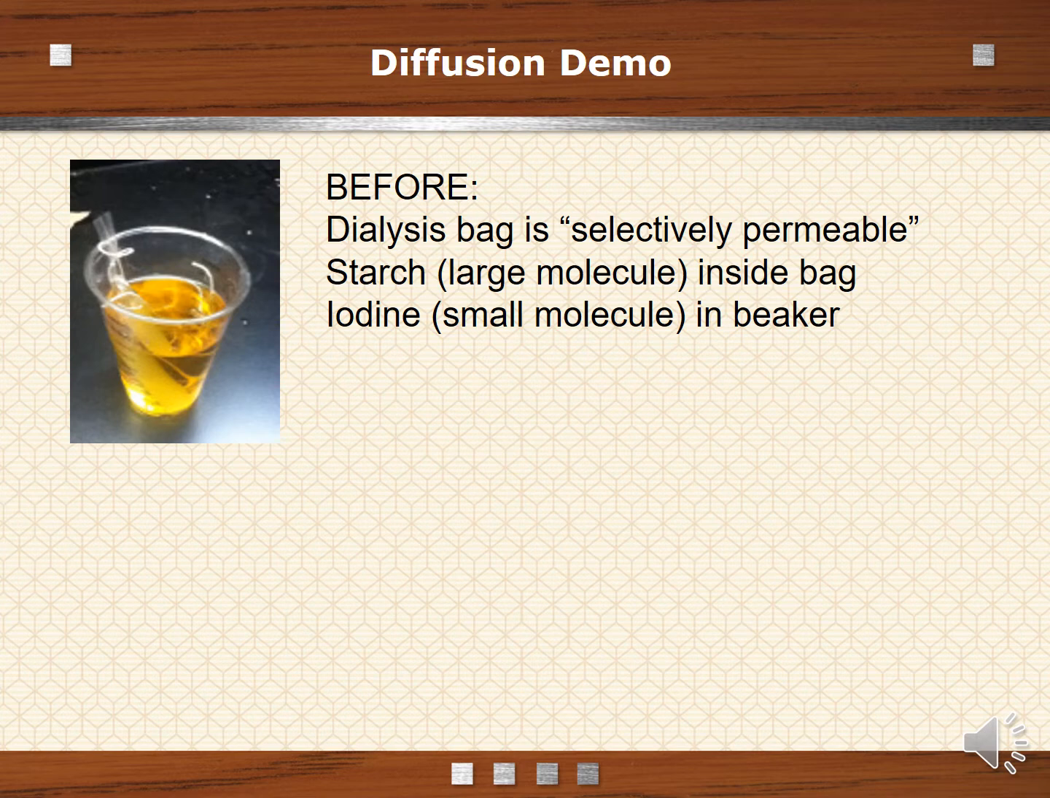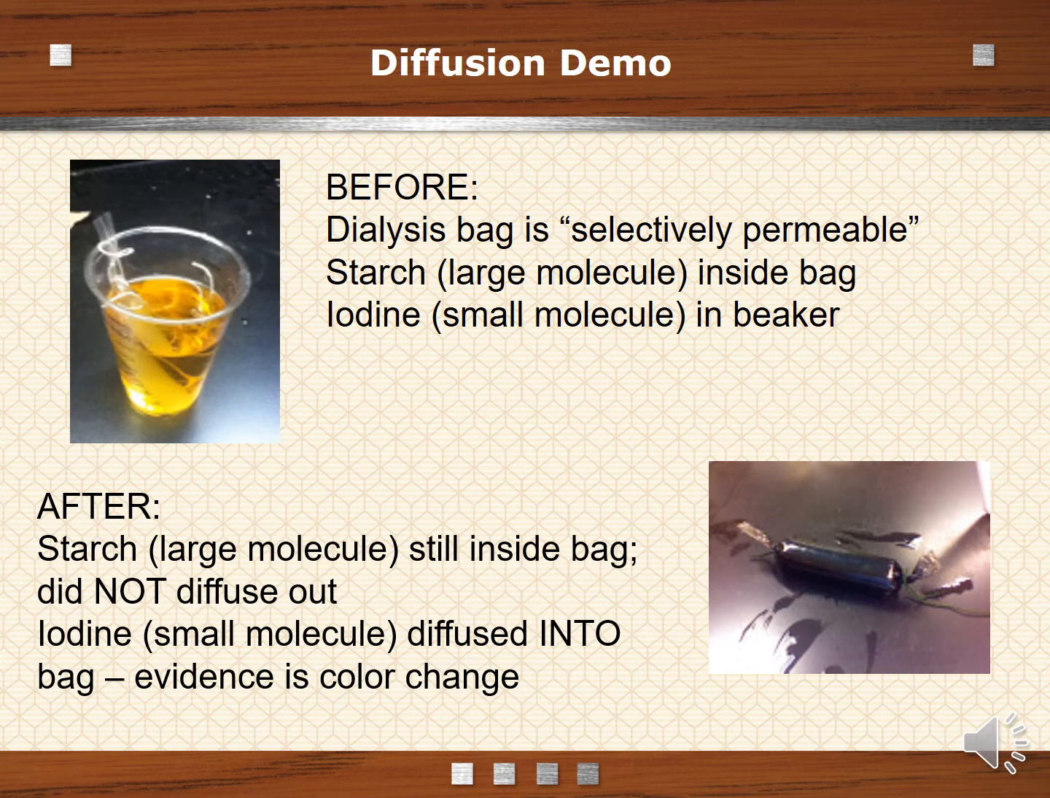Over time, what you're going to see is that the starch molecules are not going to move. They don't diffuse out. They stay in the bag. However, the iodine, which is really small, diffuses into the bag. It can go through the small pores in the bag. And what we see is the inside of the bag turns black because, remember, starch and iodine react to make a black color. That was our starch labs when we did the testing. So that is an example of diffusion by a bag that is selectively permeable by size.